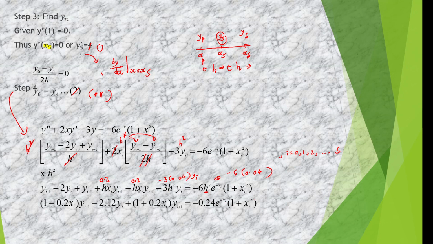Later on, we collect the terms from yi minus 1. Because the left point, the middle point is yi, and the right-hand side point is yi plus 1. So collecting yi minus 1, you have one term here, and the other one is negative 0.2 xi yi minus 1. So the coefficient for yi minus 1 is 1 minus 0.2 xi. This is the coefficient for yi minus 1. Later on, you collect the term yi.